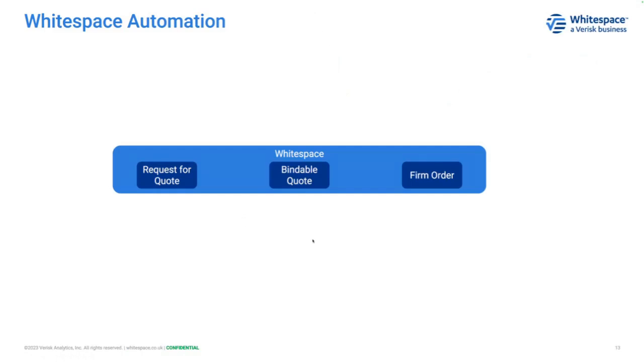So we have Whitespace, a very much simplified version of Whitespace. Request a quote, bindable quote. A bindable quote is basically where we've got a quote with lead terms defined, ready for line quotes for lead and follow markets. And then obviously we've got our firm order.